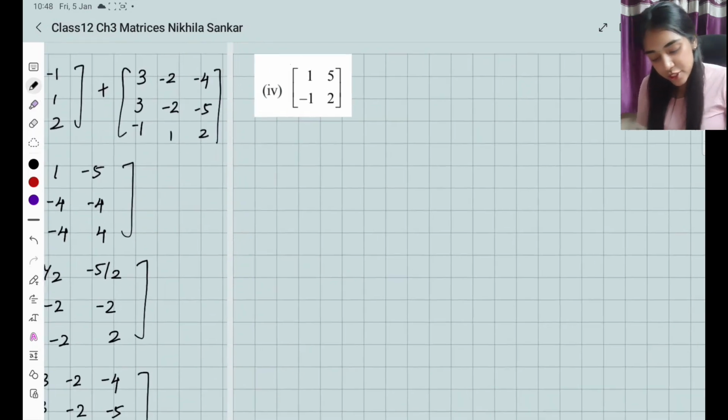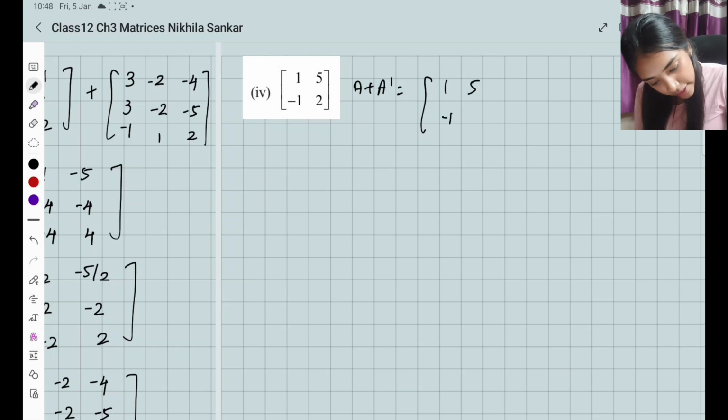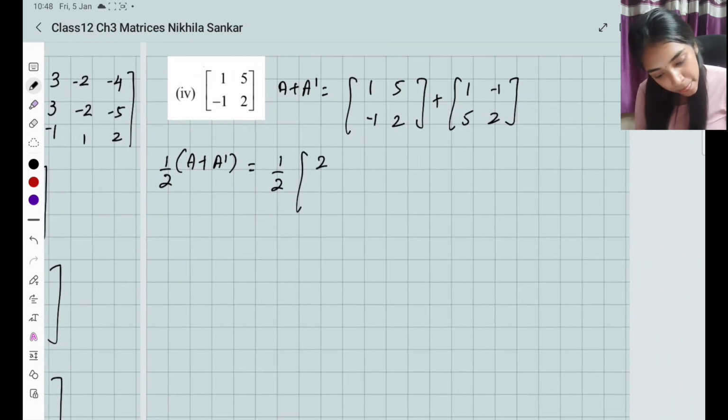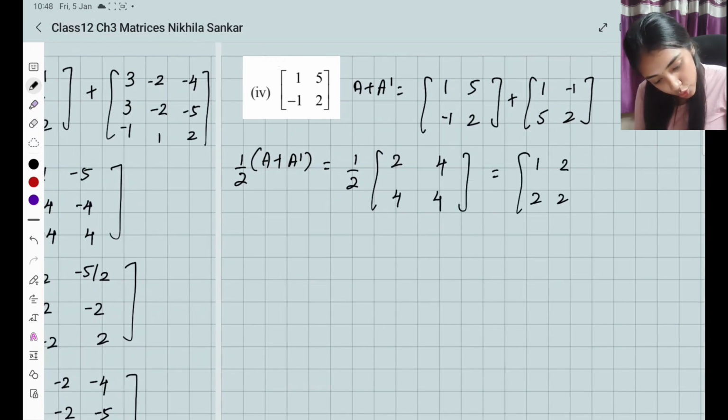Now the fourth subsection. Again I have to do A plus A transpose, which is going to be 1, 5, minus 1, 2 plus A transpose, which is 1, 5, minus 1, 2. So when I add these two, half times A plus A transpose is going to be half times 1 plus 1 is 2, 5 minus 1 is 4, minus 1 plus 5 is 4, 2 plus 2 is 4. When I divide by 2, I'm going to have 1, 2, 2 and 2.